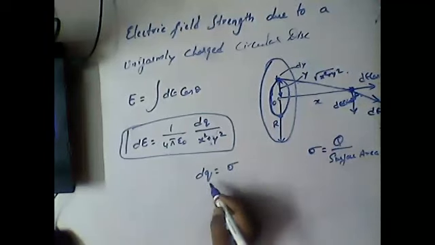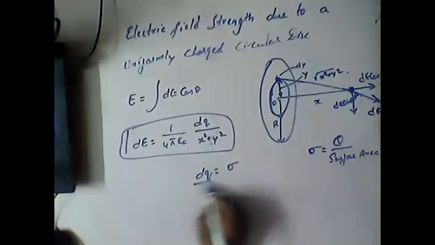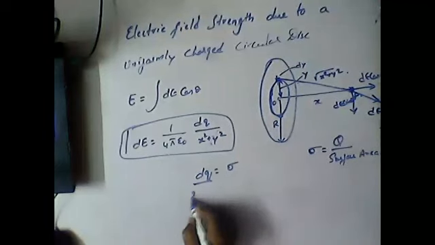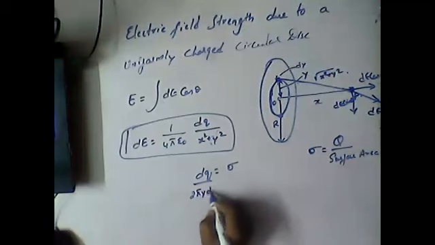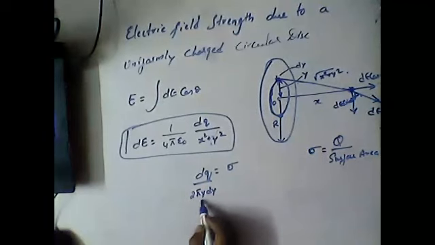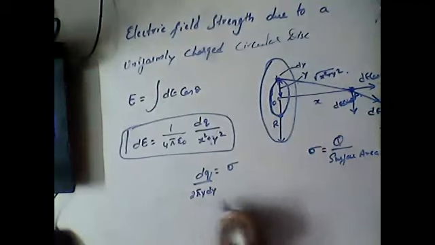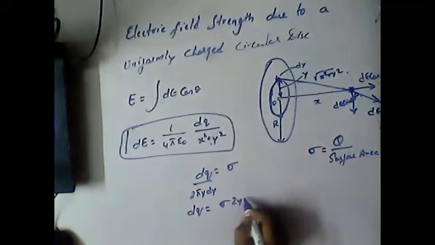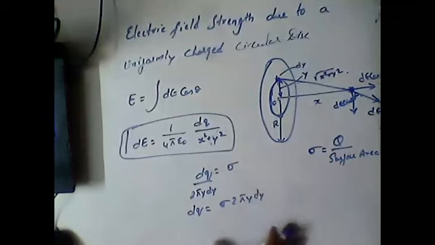So we can write sigma is equal to dq by the area of the small element we are considering, which is 2 pi y dy. 2 pi y is the complete circumference, and its thickness is dy. So the surface area is 2 pi y into dy. From this we can write dq is equal to sigma 2 pi y dy.